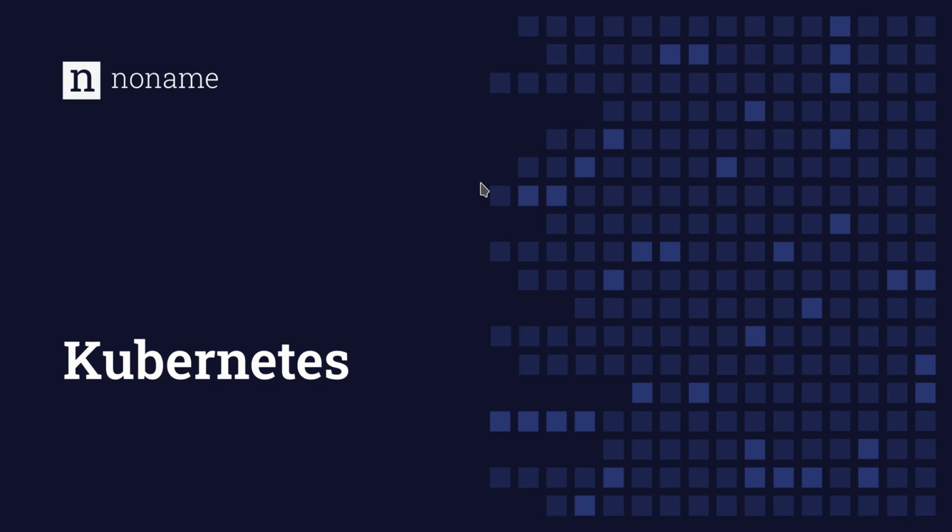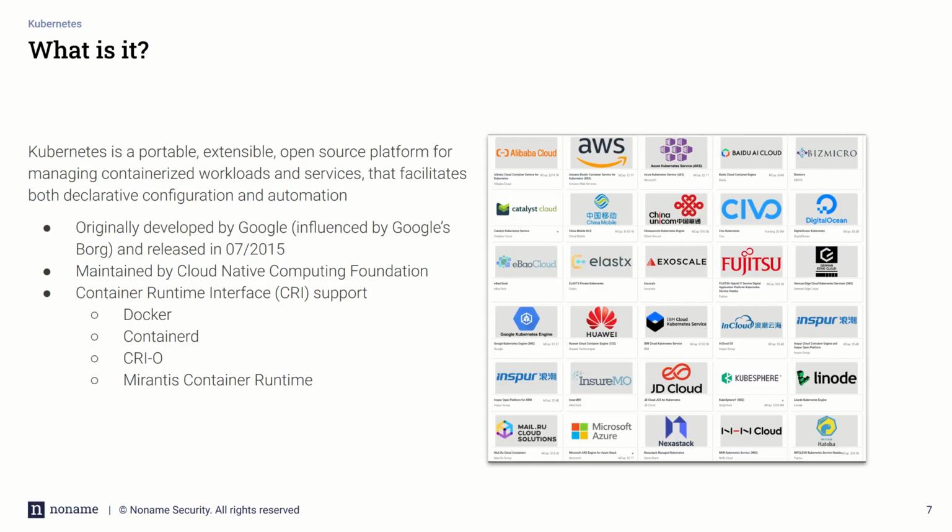Let us continue with Kubernetes. This is a section where I'm going to explain what Kubernetes is. And I'm going to read: Kubernetes is a portable, extensible open source platform for managing containerized workloads and services that facilitate both declarative configuration and automation. Okay, you go to kubernetes.io and pretty much you're going to see the exact same definition verbatim.